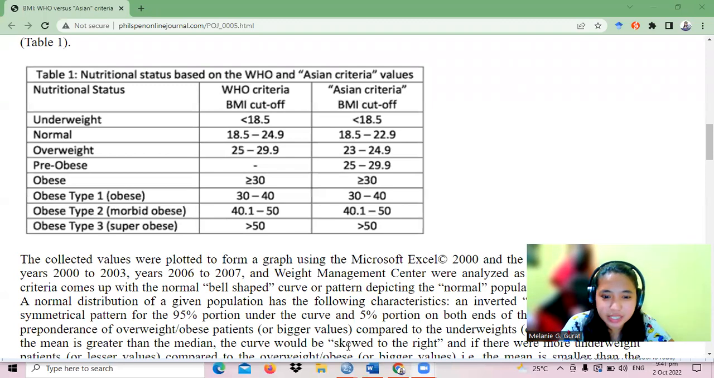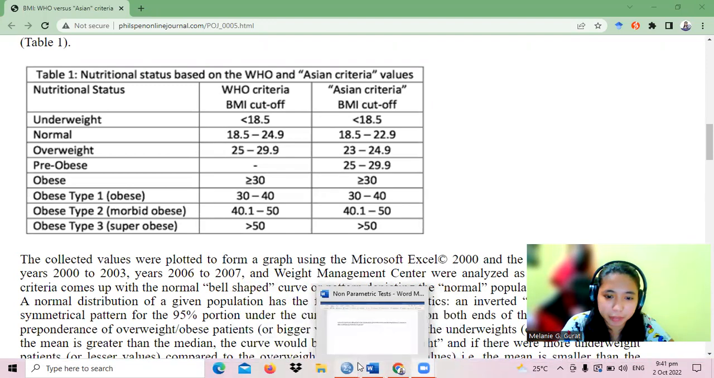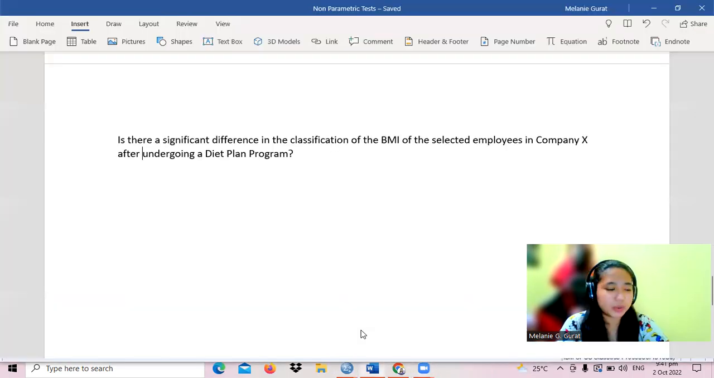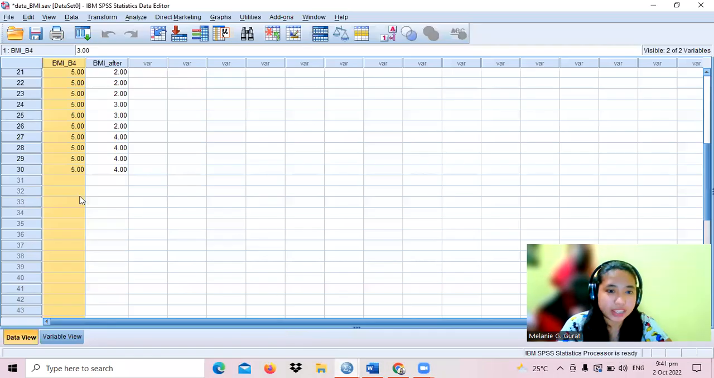What possible tests can we use to solve this problem? Assuming that we do not have access to the BMI computation, and we are just given the data on its classification, the one encoded in our data set, our data is ordinal in nature. Remember that if our data is no longer numerical, or at least interval, we cannot use a parametric test. Maybe you are thinking of the t-test for paired samples. In this case, we cannot use it. So what alternative can we use?